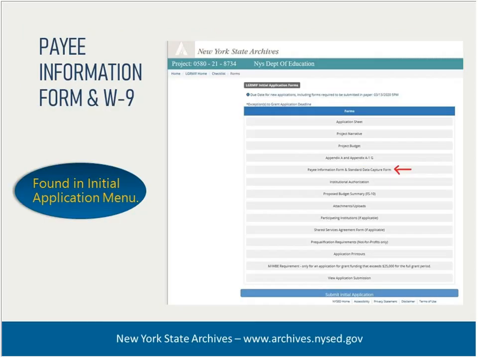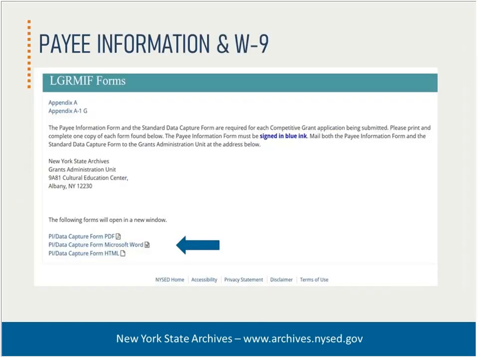The next form that needs to be printed from eGrants is the payee information form. The link is located right above the institutional authorization form in the initial application menu. Form W9 is associated with the payee information form and might not be necessary for you to submit, so let's take a look at each one in more detail. There are options for HTML, PDF, and Word versions of these forms, though PDF is our preferred format. Links to all of those formats can be found in the lower left corner of the page.